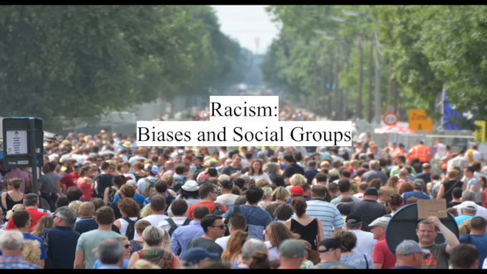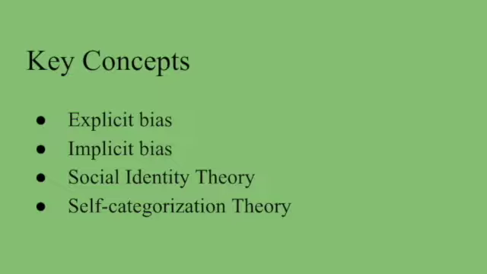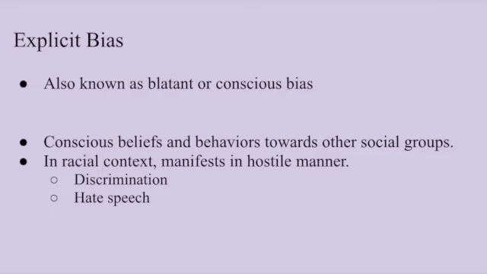This video will be discussing some of the biases and social group theories that are involved with racism. I'll be covering the explicit and implicit biases, as well as the social identity and self-categorization theories. First is explicit bias. This is also known as blatant or conscious bias.